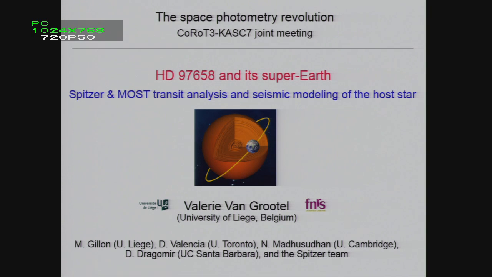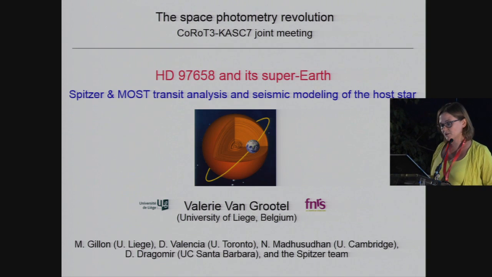Today I will not speak at all about CoRoT and Kepler, but about results from Spitzer and MOST satellites, which are also part of the space photometry revolution. I will present the Spitzer and MOST transit analysis and also the modeling of the host star from classic methods and from asteroseismology. It's work that I have done with these people, and especially my colleague Michael Gillon from Liège.